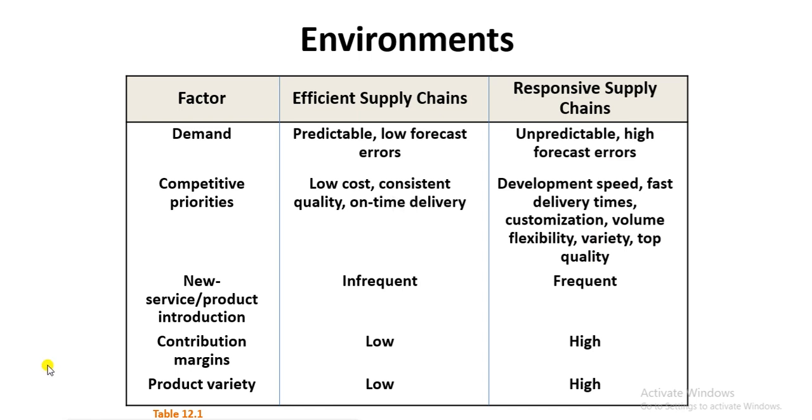And the next point in environment is the competitive priorities. In the efficient supply chains, your competitive priorities would be low cost, consistent quality, and on time delivery.